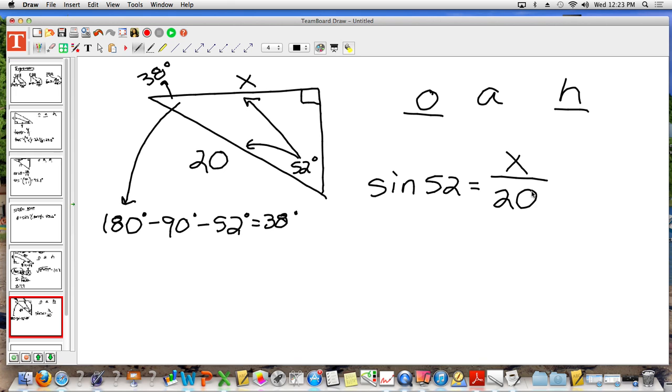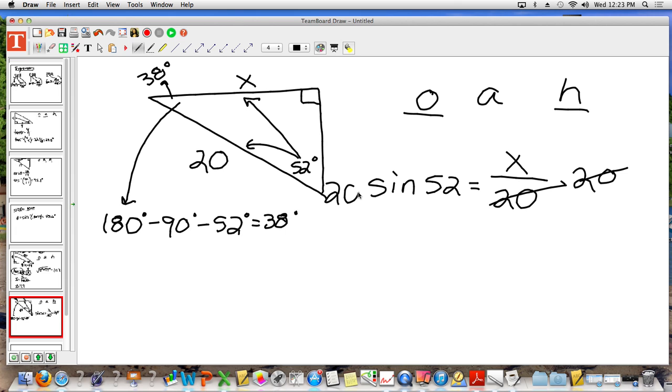Now the x is on the top of the fraction, being divided by 20. How do you get rid of divide by 20? You multiply by 20. Multiply this side by 20. The 20s cancel out. But you can't just multiply the right side by 20. You have to multiply the left side by 20.